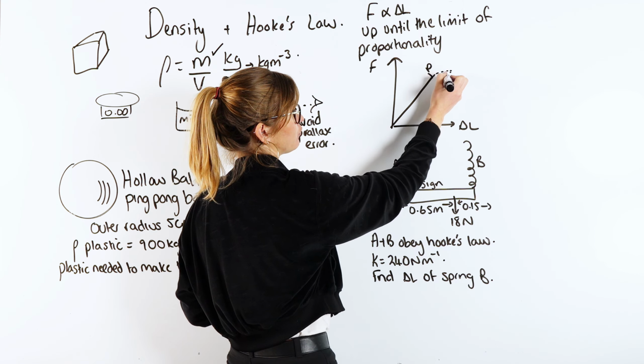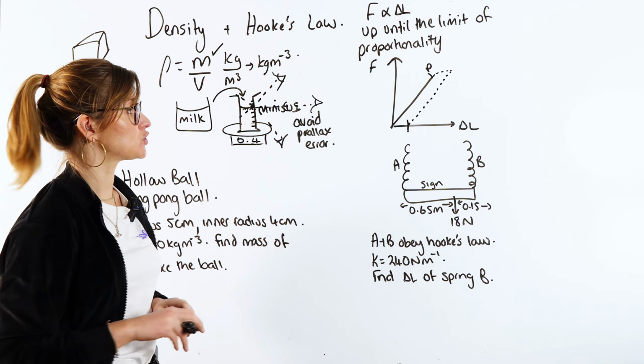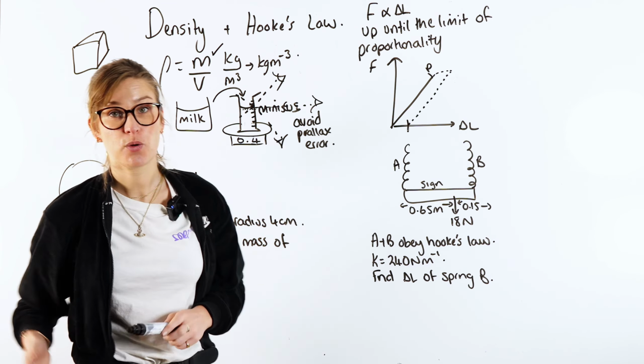And what happens then is you remove those forces, we can see that there's going to be a new change in length. It's called your limit of proportionality. So let's try some questions now.